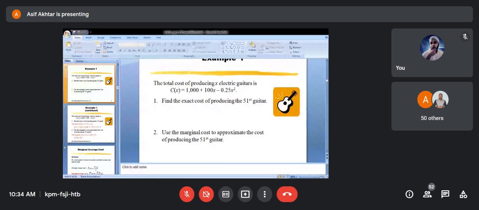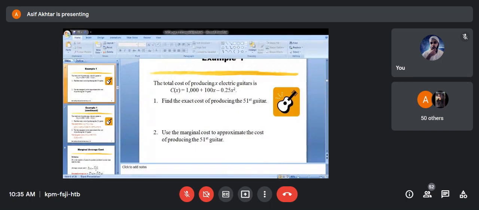If you take the difference, cost of 51 minus cost of 50, you will get the answer of the first part. Is this point clear to you? Yes, sir. Okay. Now let's move to the second part. Calculate the marginal cost of the 51st guitar. And what I have explained to you is that marginal cost is actually the approximate value of the 51st guitar which you have calculated in part 1.